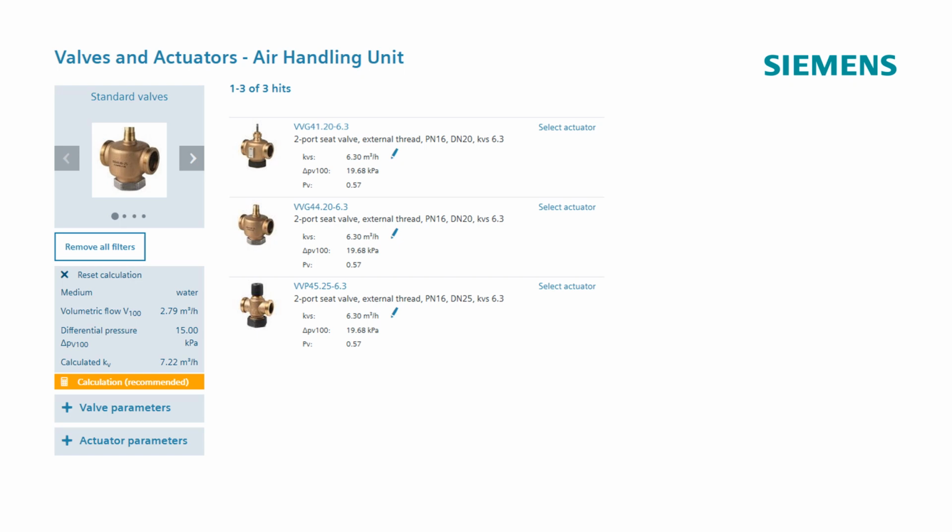Based on the same considerations as applied for the cooling coil, a valve type VVG41 is also being selected, with a nominal diameter of 20 and a kVS value of 6.3 cubic meters per hour. The effective pressure drop across the valve, delta PV 100, is 19.68 kPa, resulting in an effective valve authority PV of 0.57. Additionally, a suitable actuator is being selected with the same parameters as for the cooling coil.